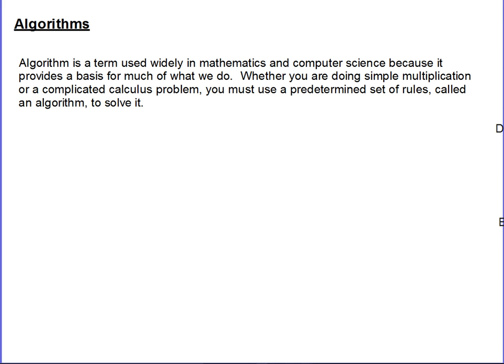But before we look at the actual process there, we want to define the term algorithm. An algorithm is a term that's widely used in mathematics and computer science because it provides a basis for a lot of what we're going to do. So whether you're doing simple multiplication or a complicated calculus problem, you follow a predetermined set of rules or steps, which we're going to call an algorithm.